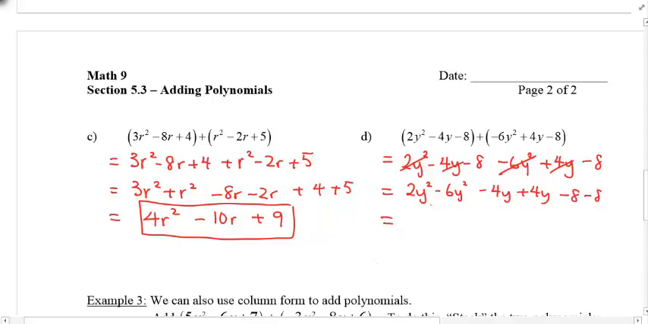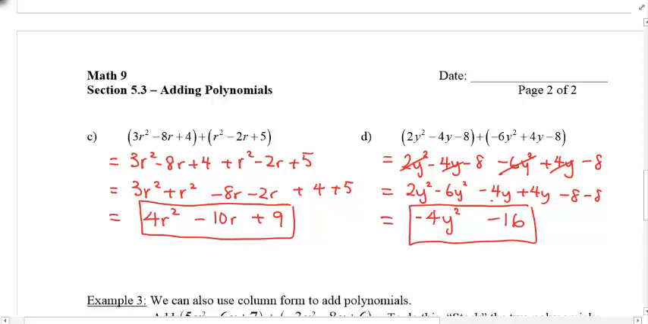Simplify. 2 minus 6, that's negative 4. Negative 4y plus 4y, that's 0. Once again, don't write it down. Negative 8 minus 8, don't say 0, that's minus 16. So there's your final answer. How do we feel? Feeling good?